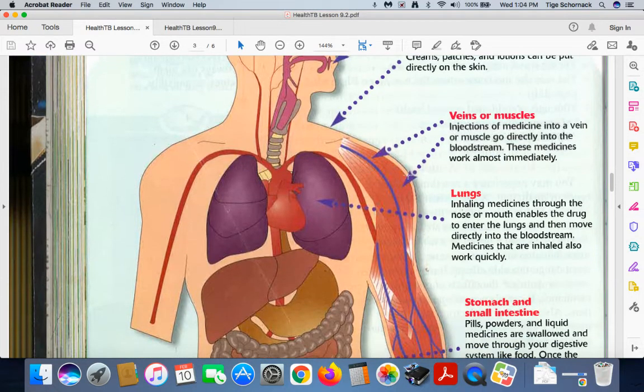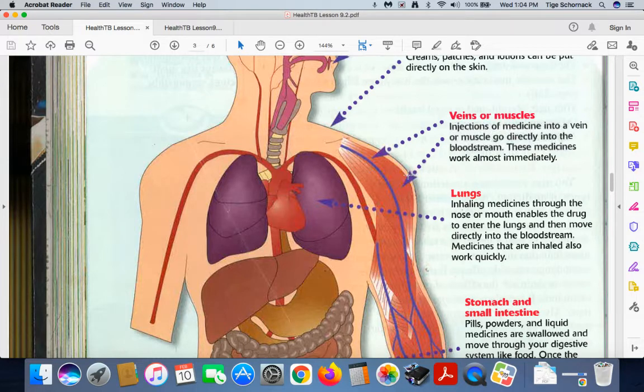Veins or muscles. Injections of medicine into a vein or muscle go directly into the bloodstream. These medicines work almost immediately. What are some of those we take now? Those are always basically done by a doctor, unless, like if someone has an allergy to something and they go into anaphylactic shock, we have to inject them with what's known as, forgive me if I'm mispronouncing the word, I think it's an ephedrine pen, or what we call an EpiPen.